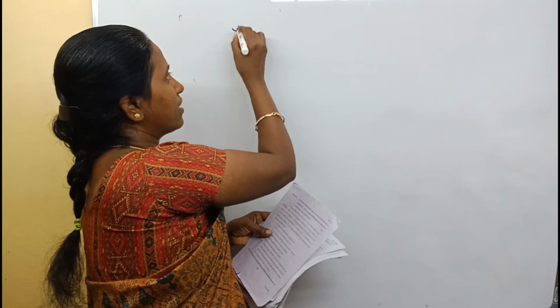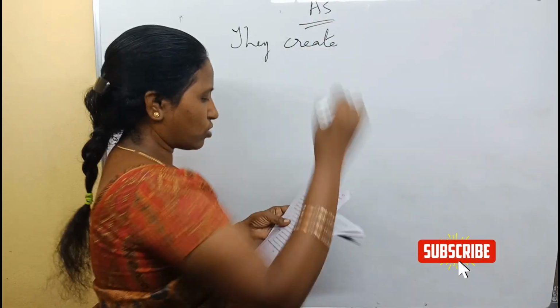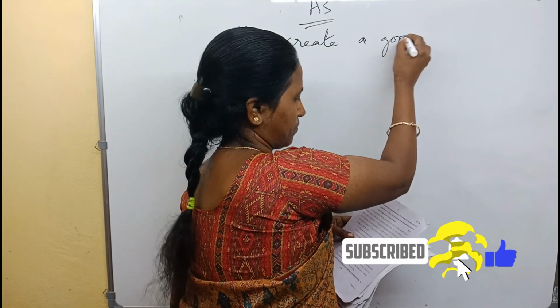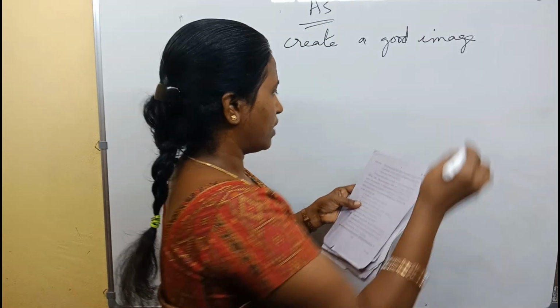So, firstly, I will write the sentence. They create, this is use of as. They create a good image in others' eyes.